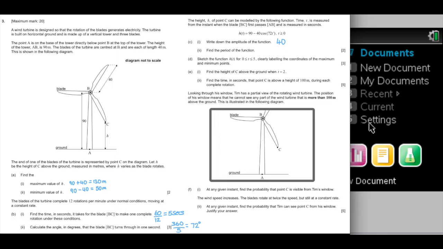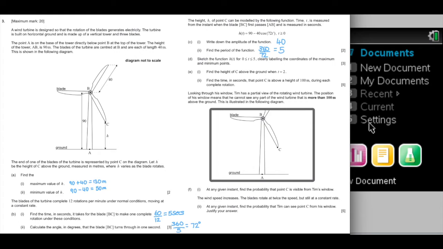And then the period is always 360 divided by the number in front of the x value, or in this case t. So it's 360 divided by 72, and therefore the period is 5, which makes sense because it goes round every 5 seconds. Okay.